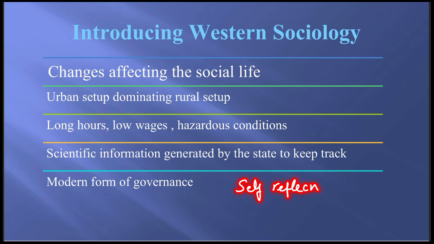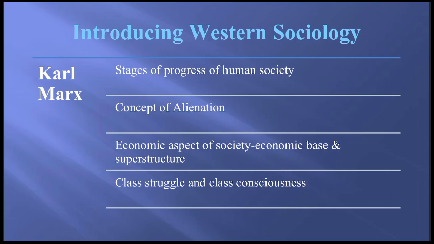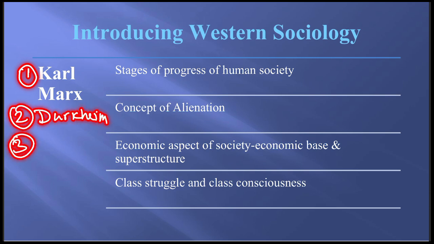Now we shall discuss the key ideas of the three classical sociologists after having studied the background of sociology. Now, these key sociologists laid the foundation of the subject. Who were the sociologists? Well, we'll study three of them, that is, Karl Marx, Emil Durkheim, and Max Weber. We begin with Karl Marx.